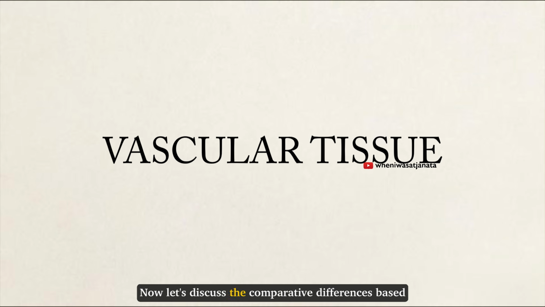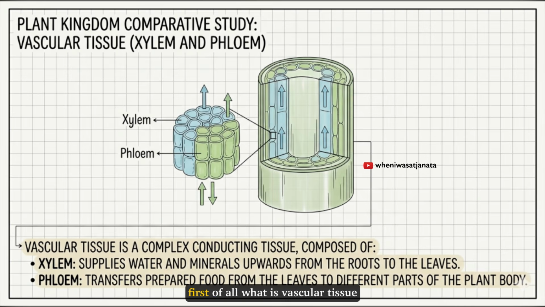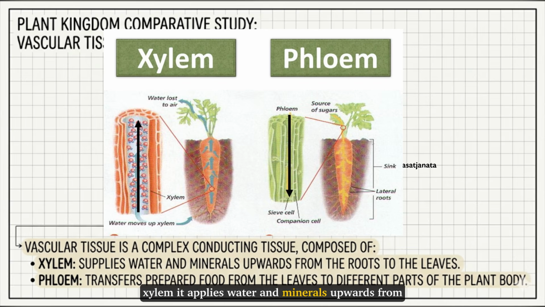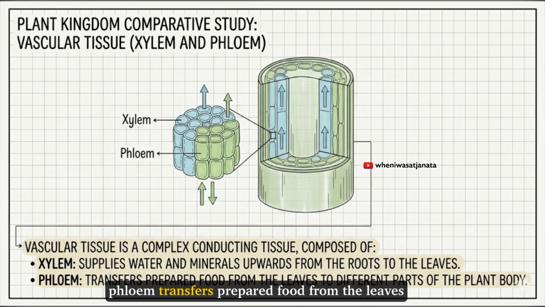Now, let's discuss the comparative differences based on vascular tissue. First of all, what is vascular tissue? Vascular tissue is a complex conducting tissue composed of xylem and phloem. Xylem supplies water and minerals upwards from the roots to the leaves. Phloem transfers prepared food from the leaves to different parts of the plant body.